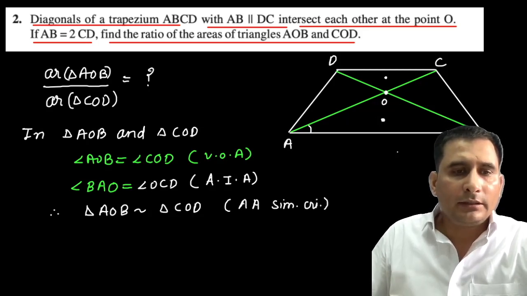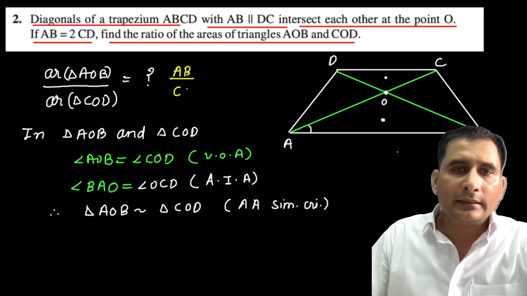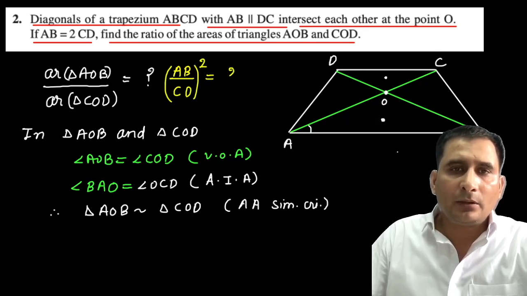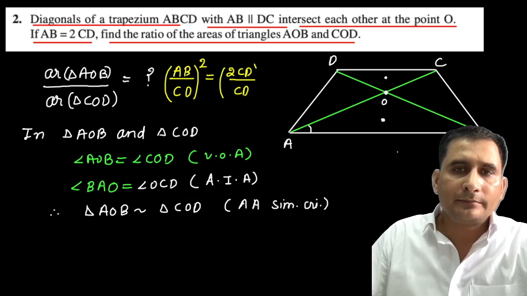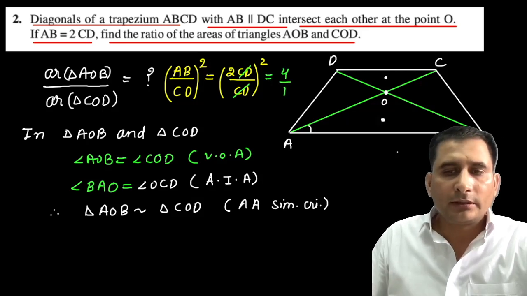So if these two triangles are similar, then by the theorem we have discussed, the ratio of areas is equal to the square of the ratio of sides: AB upon CD, squared. What is AB given here? AB is given as 2CD, so I wrote 2CD here upon CD below, and it's squared. Here CD cancels with CD. So what will be the answer in this case? The ratio is 4 to 1. I hope this question is clear to you all.